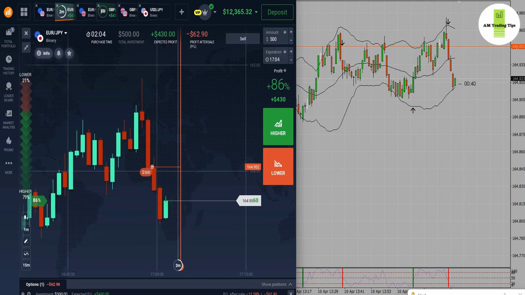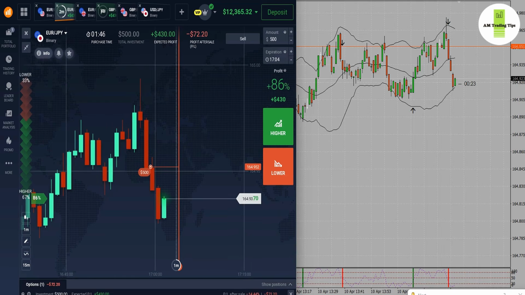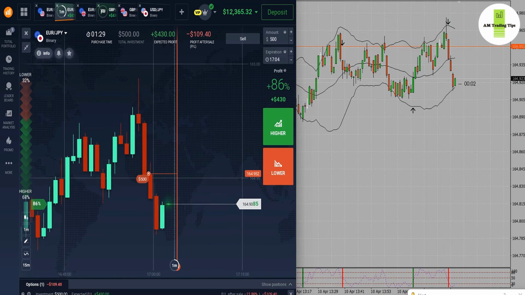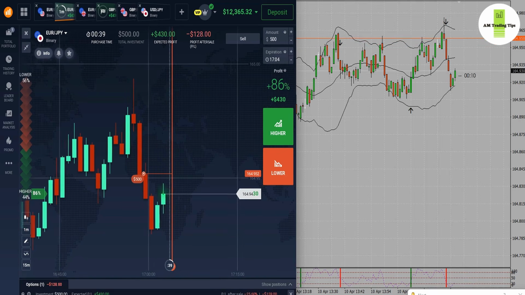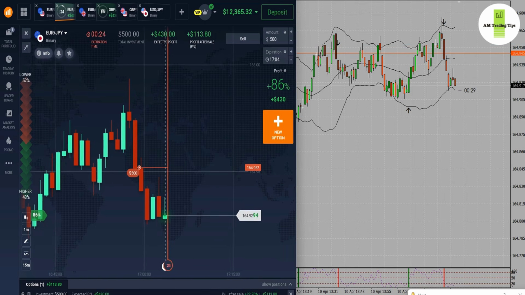A quick reminder while we wait. Stick to the rules. Only enter trades when all conditions are met. No strategy wins 100% of the time, but following the rules increases success. Now let's see how this trade plays out.